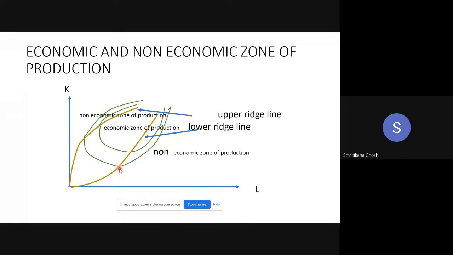Do you get my point? Just at this point the slope of the isoquant is 0. At this point MPL is 0.